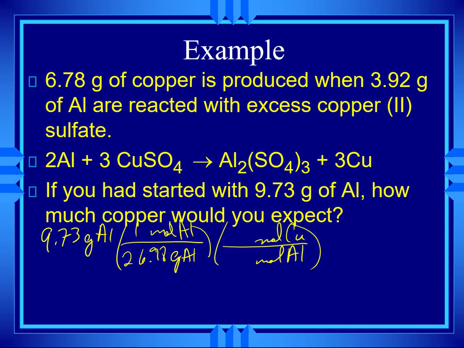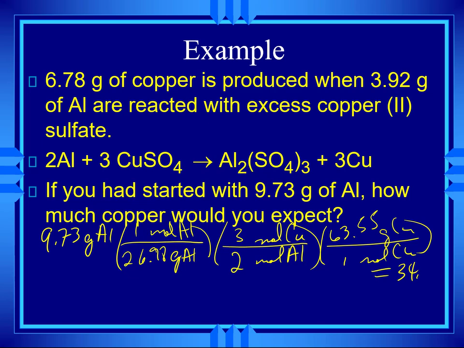So 2 moles of aluminum, 3 moles of copper. And then moles of copper to grams of copper. 1 mole is 63.55 grams. And I got that it is 34.4 grams of copper.